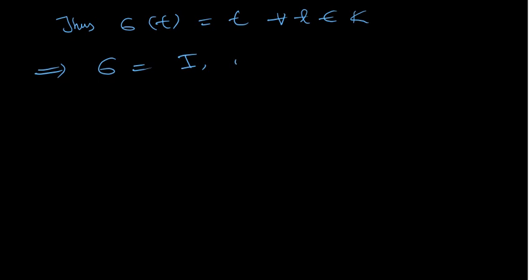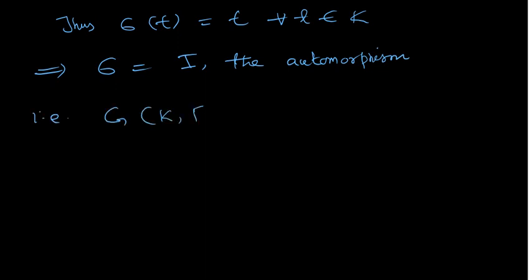Okay, thus sigma of T is equal to T for all T belonging to K. Which means that sigma is equal to I, the identity automorphism. So whatever automorphism in this G(K/F) there is, it is the identity. So it contains only one element, the identity automorphism. So that is, G(K/F) is a singleton set. It contains only one element, and that is the identity automorphism.